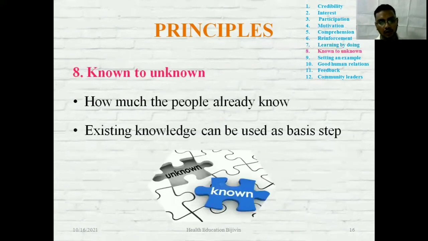Next one is known to unknown. Before starting the session, you should understand the level of knowledge in that particular context, so that you can start from there. You know this much, so from this we are starting. But after that, at a later time, you can tell them the things which are unknown, which are not known by them. So this helps in adding more information to the things which they knew before.